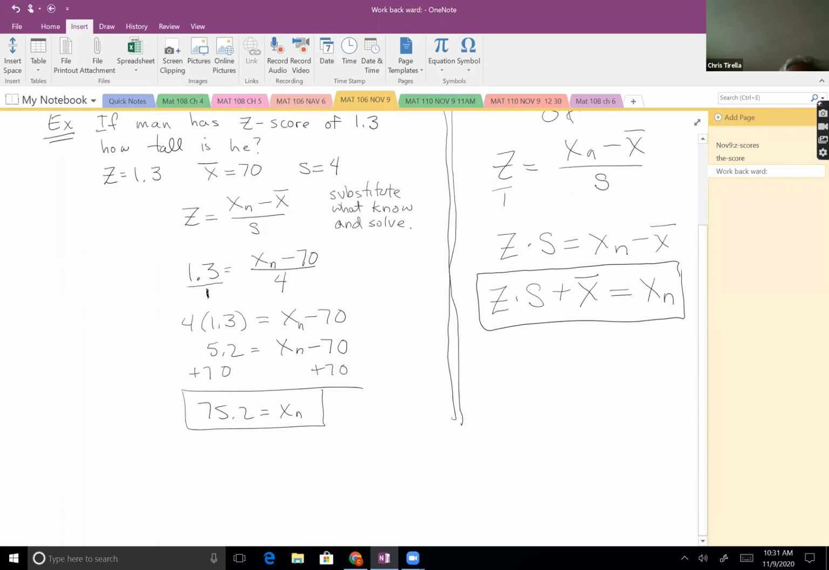That would be the formula we'd need. And then we would go through and do the work. The z-score was 1.3 times the standard deviation was 4 plus the mean was 70, and it would give us that same 75.2 for the data value. So two different approaches depending on whether you see the glass half empty or half full.